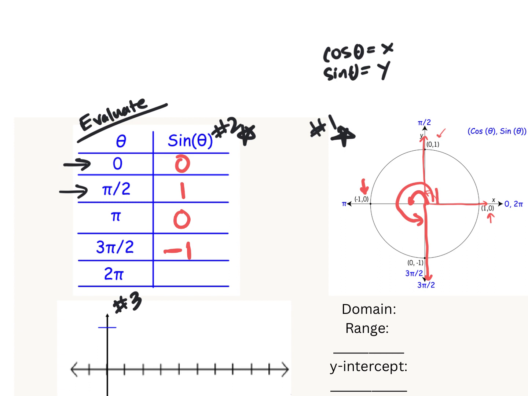And then finally, we're going to go all the way around to 2 pi. And we're back at 0. So we're going to graph this in a sec. But I want you to notice that my graph is just going to continue repeating.